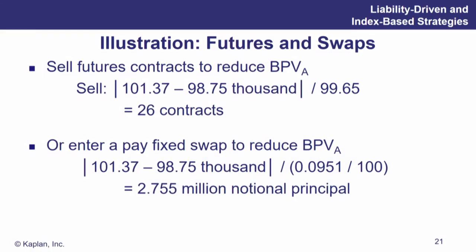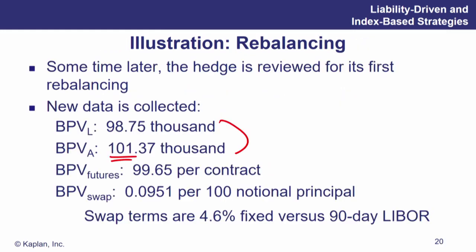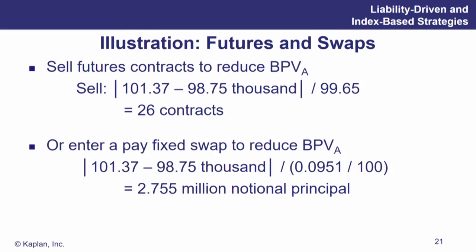So we have the absolute value of our duration gap. The BPV of the swap was given per 100. They happen to give the BPV of the swap as per 100. They're telling you what you need to know so you can solve it. So we could divide that by 100. That tells us the amount of notional principal. We need 2.755 million notional principal. No excuses, must do, and know how to solve on exam day.